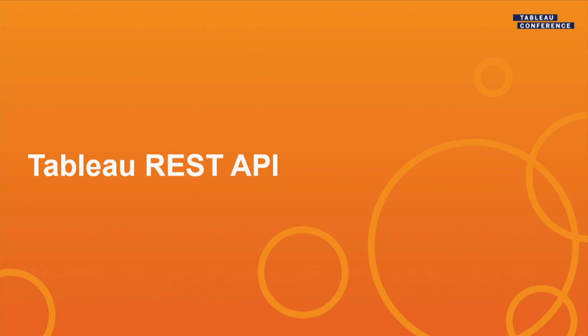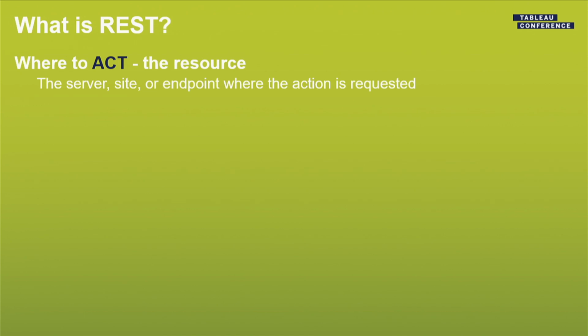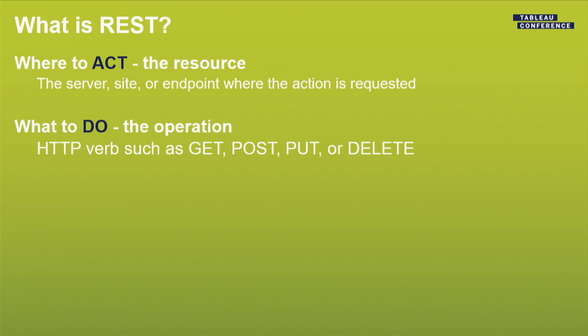Okay, now let's talk about REST API. First, what is REST? You can think of REST as a way of making API calls through HTTP. It has 3 major components. The first one is where the resource is. It could be a URL pointing to your site, and then also there will be an additional string on the end indicating which endpoint you're going to point it to. It could be a site, it could be a project, it could be users, and many more.